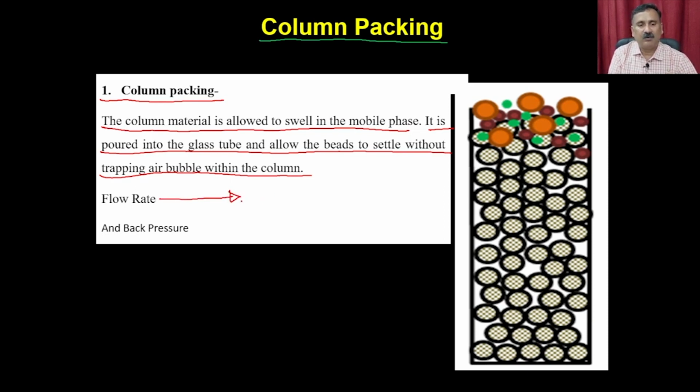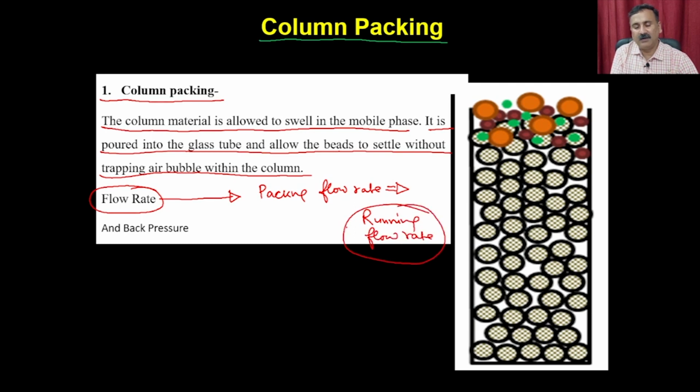So the simple formula for packing the flow rate is that you are going to have two flow rates. One is the packing flow rate, and the other one is called the running flow rate. This means this is the flow rate on which you are actually going to run the column, right? So the general understanding is that the packing flow rate is going to be 5 times the running flow rate. This means if I am packing a column at 5 ml per minute, I cannot run this column at more than 1 ml per minute, because if you run it at more than that, it is actually going to disturb the packing of the column.